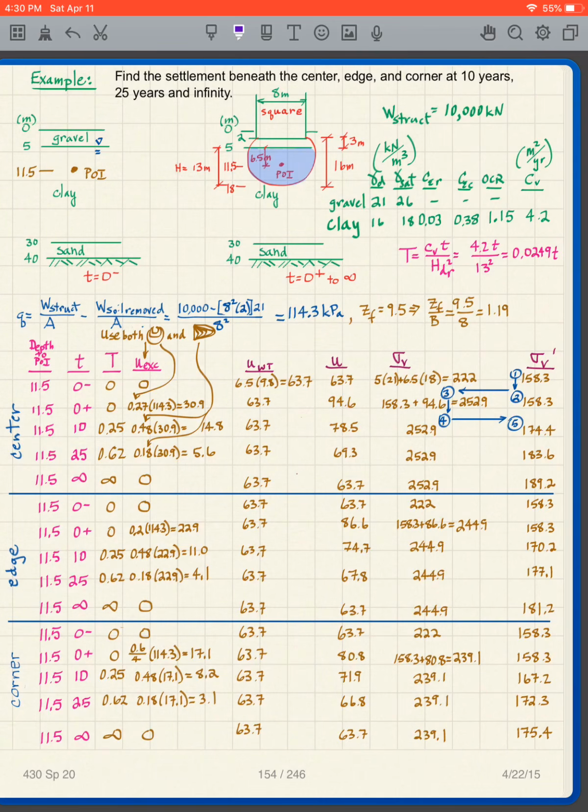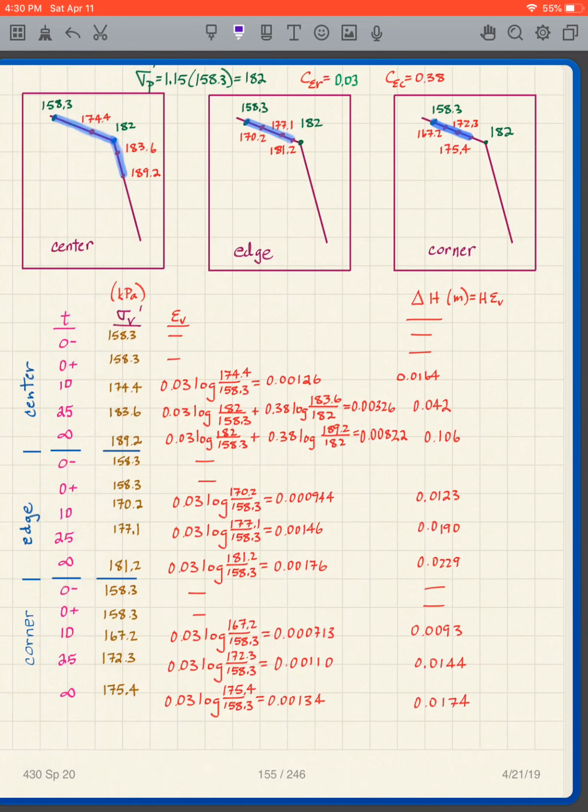Our OCR is 1.15. So how do we get our sigma prime p? We take the 158.3 times 1.15. So 1.15 times 158.3 gives us 182. Like I say, I'm just focusing on the center and the edge. So I put 182 at the corner. And then I put on all of the other stresses.